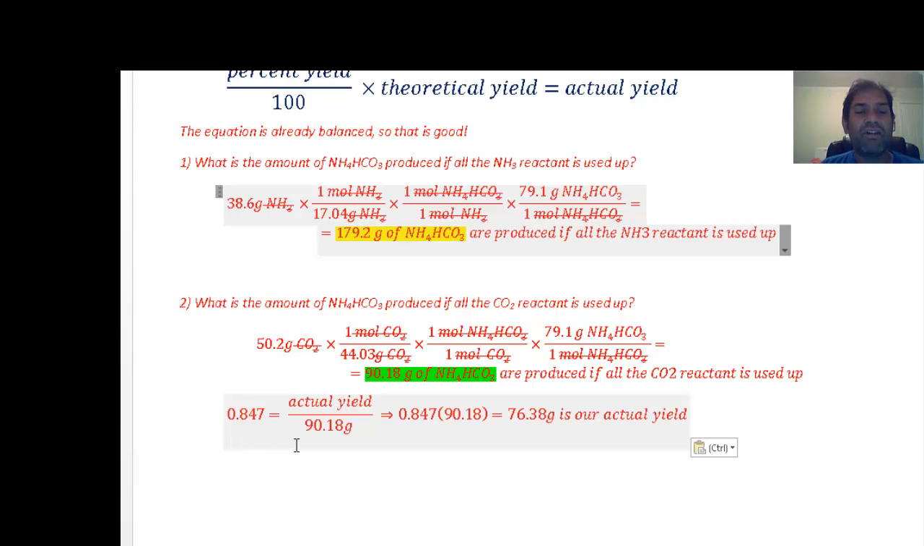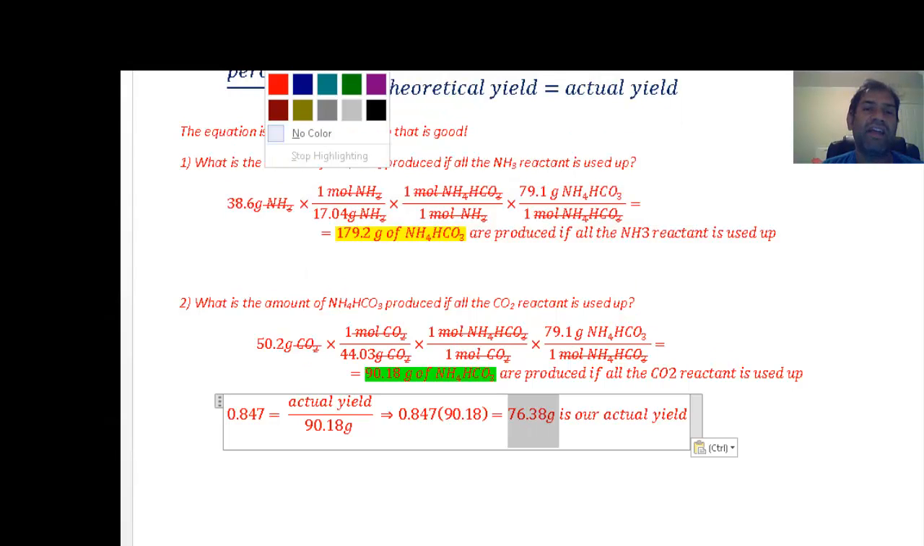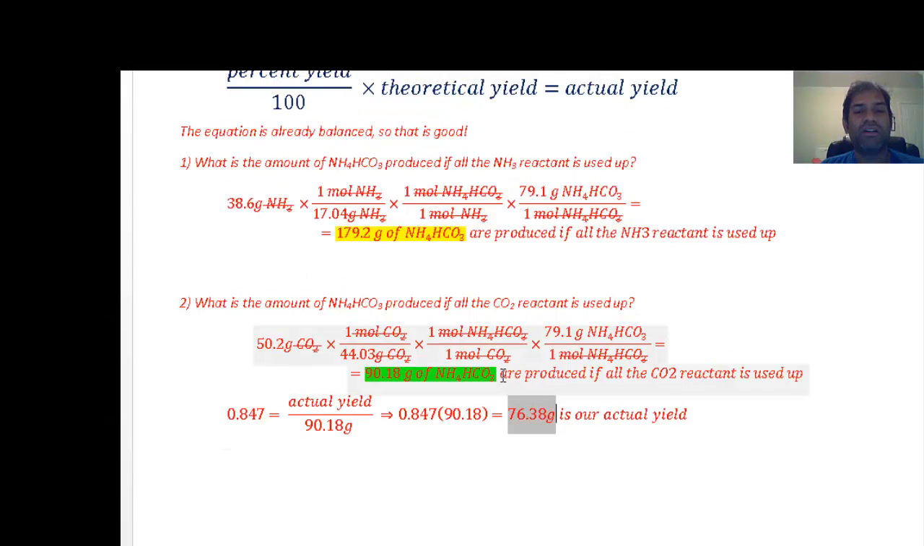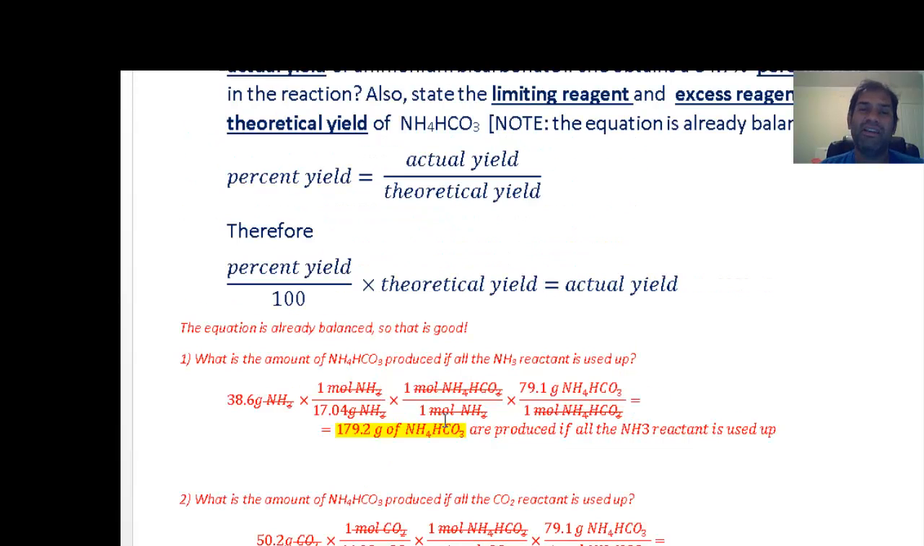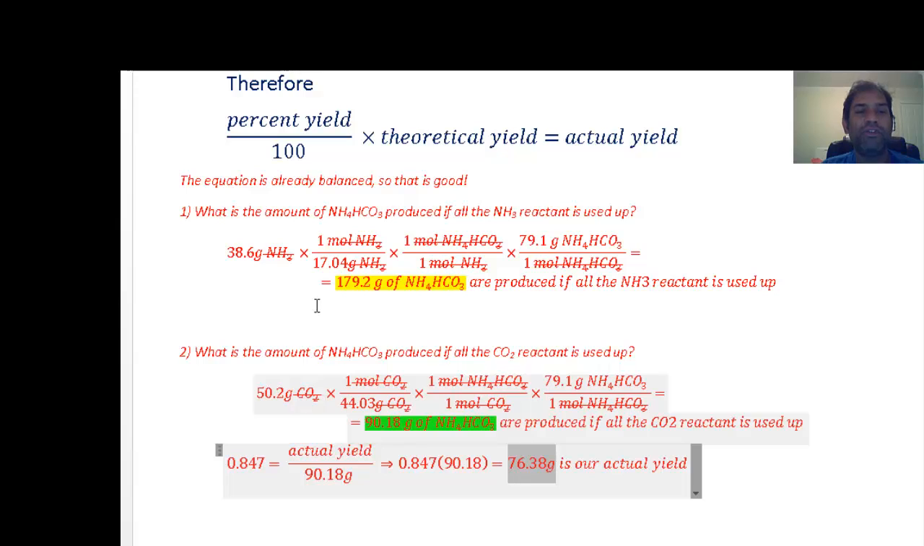So solving for actual yield here, I'm getting 76.38 grams as our actual yield. Let's highlight that. We got our theoretical yield, which is 90.18 grams, in green. Our actual yield is 76.38 grams, as determined by the 84.7% yield that was given to us in the problem. Limiting reagent is CO2, our excess reagent is NH3.